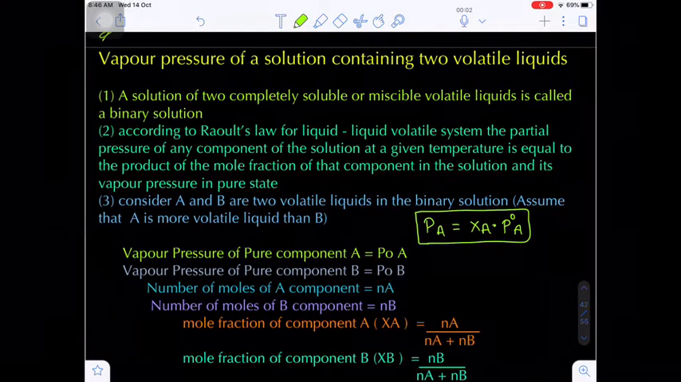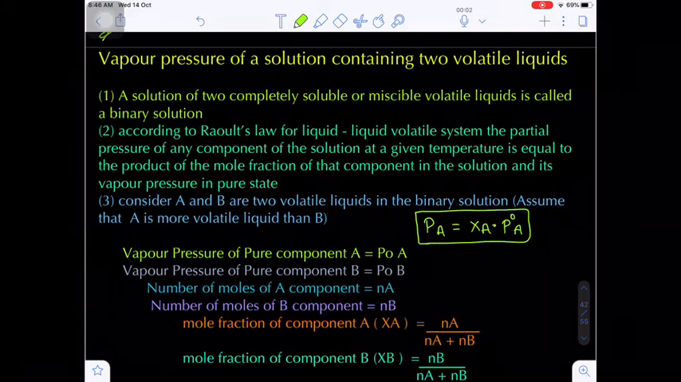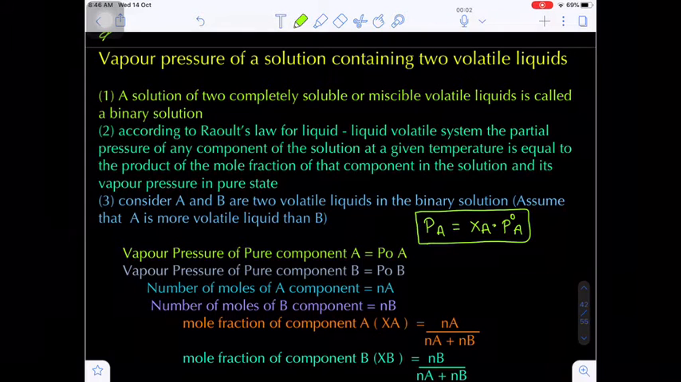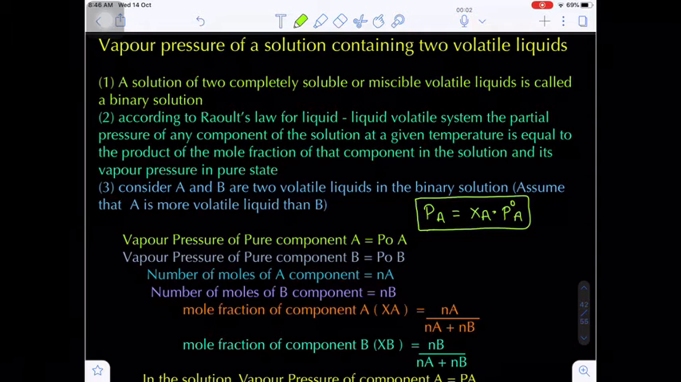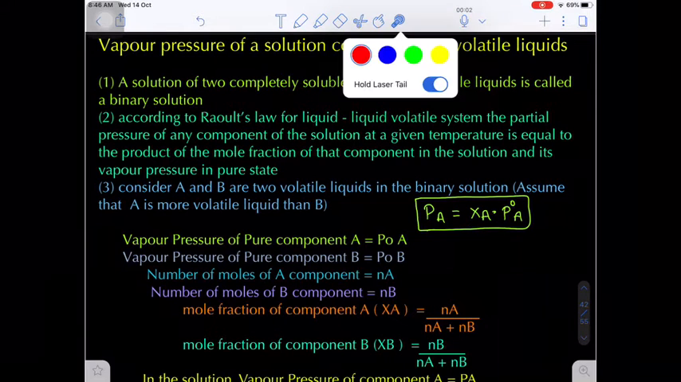The partial pressure of component A will be XA and its vapor pressure in the pure state will be P naught A. So the partial pressure of A will be equal to the mole fraction of A multiplied by its vapor pressure in the pure state. This is Raoult's law regarding volatile liquids. Are you getting my point?